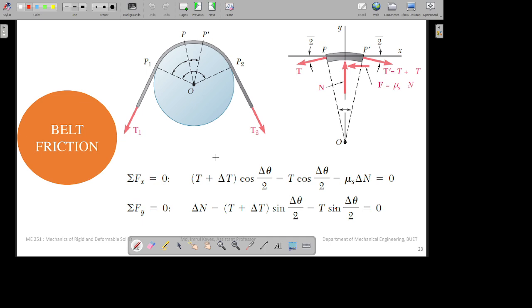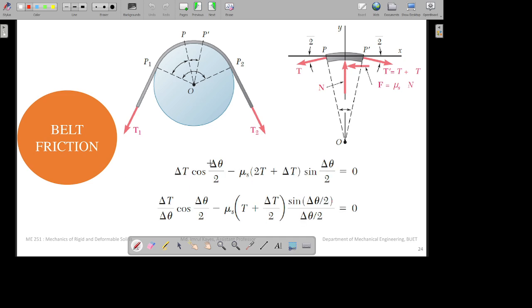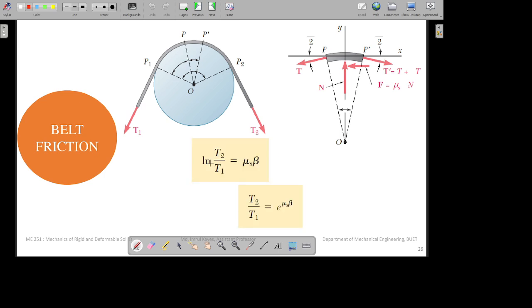Hello everyone. Today I will be discussing some problems related to belt friction. Again, I will not discuss the derivation part. The derivation is actually shown over here, you can just have a look. I will directly jump into the problems.